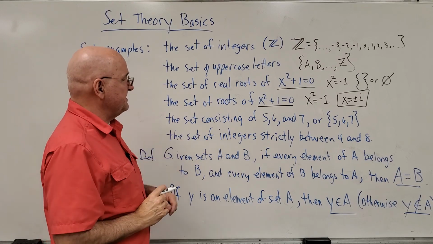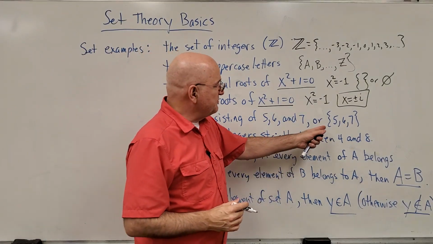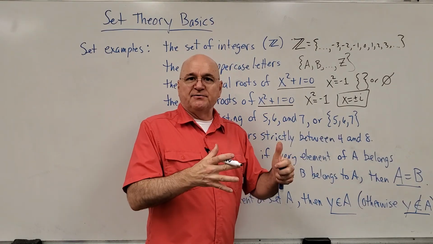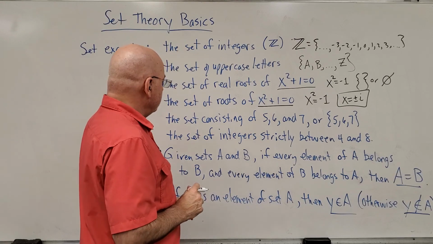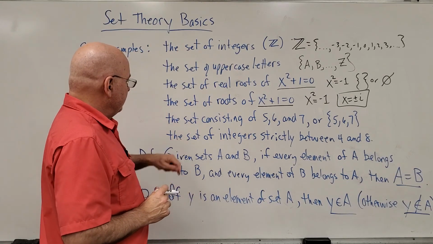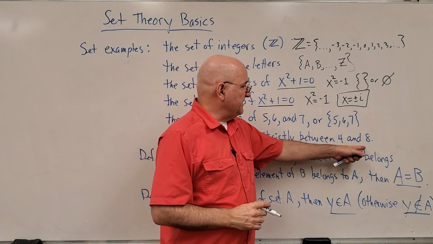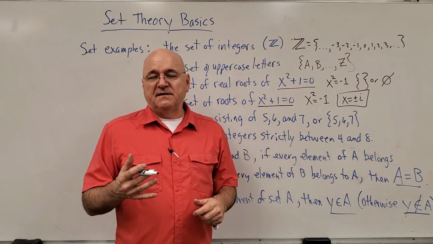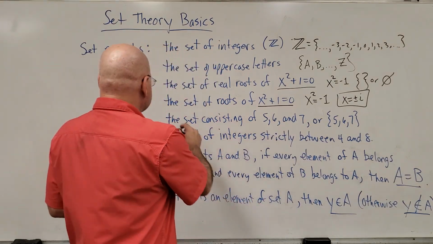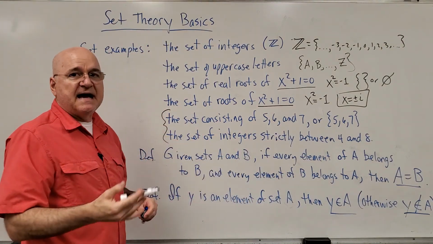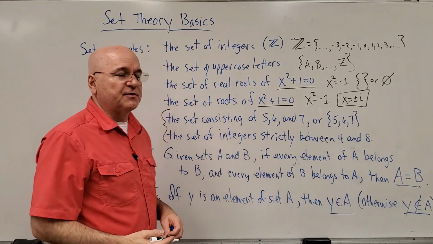The set consisting of 5, 6, and 7. The other way to write that is just put 5, 6, and 7 in roster notation and put squiggly brackets around them, just like this. The next one is a set of integers strictly in between 4 and 8. That means the integers 5, 6, and 7. Well, we saw that above. So these two describe exactly the same set, just different ways of stating or defining them.